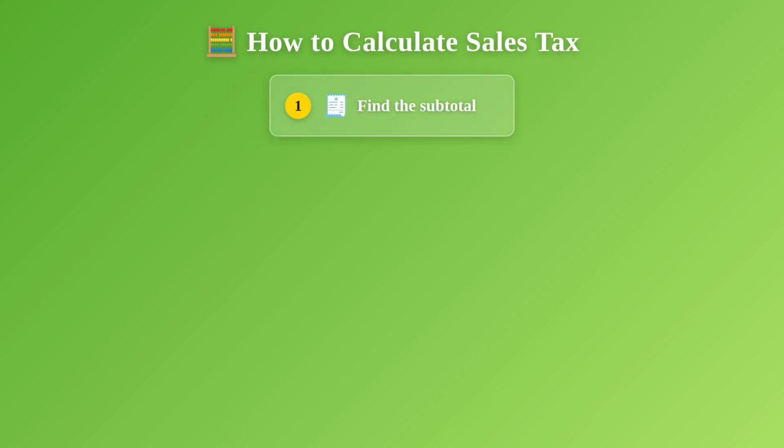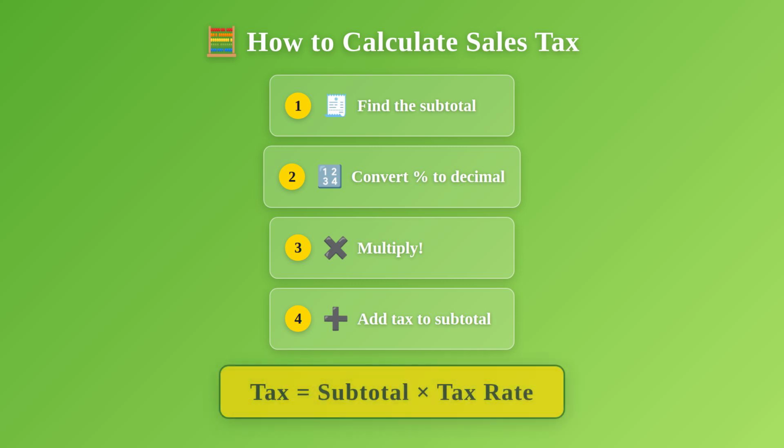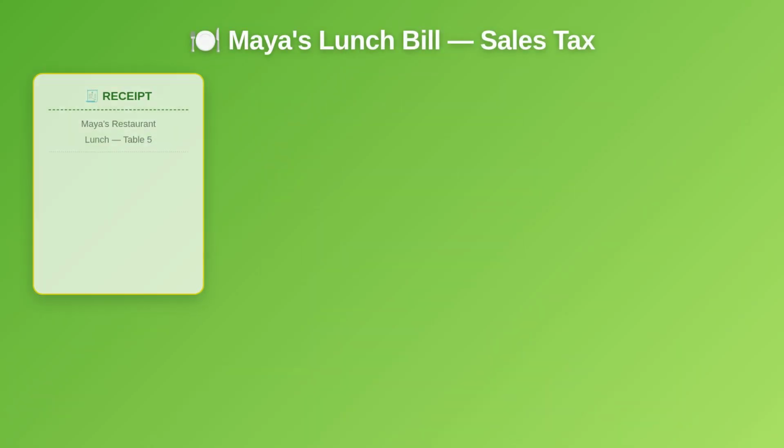Okay, here's the 4-step formula Maya is going to use. Step 1, find the subtotal. That's how much the food costs before any extras. Step 2, convert the tax percent to a decimal. Step 3, multiply the subtotal by that decimal. And step 4, add the tax to your subtotal to get the total bill. The formula is simple. Tax equals subtotal times tax rate. Once you know this, you can handle any restaurant bill in the country.